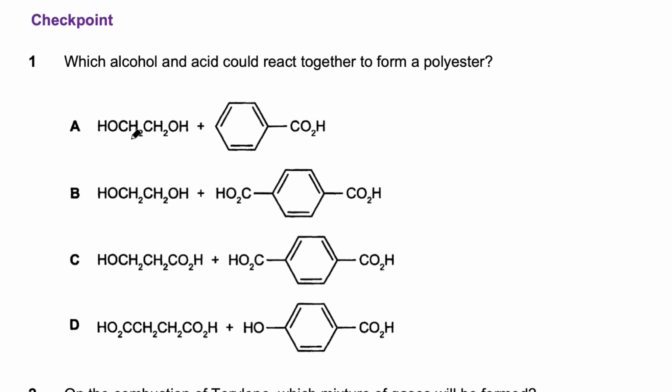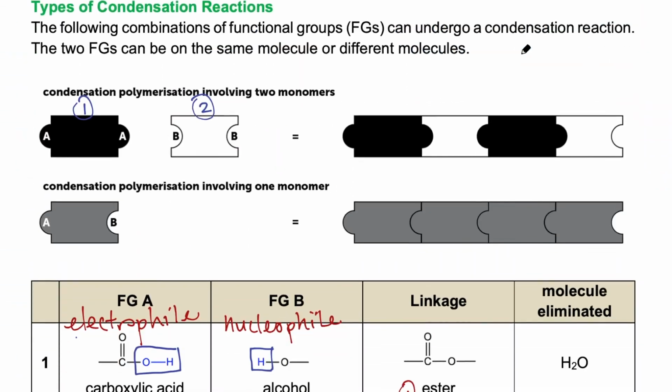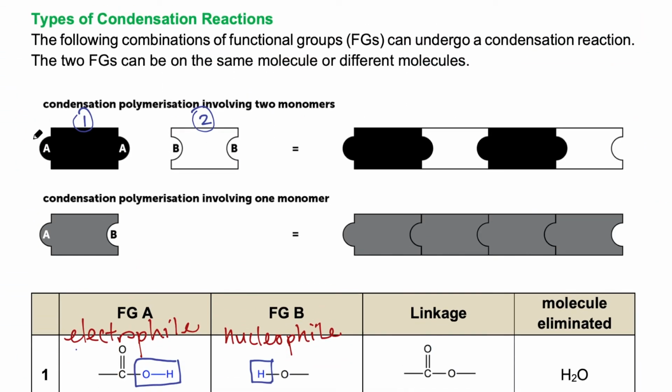Okay, let's check our understanding thus far. Okay, the first question, which is taken from one of the O-level questions. Which alcohol and acid could react together to form a polyester? So previously, we learned that a polyester is made up of monomers containing the carboxylic acid and another one, an alcohol. Okay, and back to the jigsaw. Okay, we can have different scenarios here. We can have either one monomer containing both of the same one and another one containing both of a different one. Or we could have one of this and another of that.